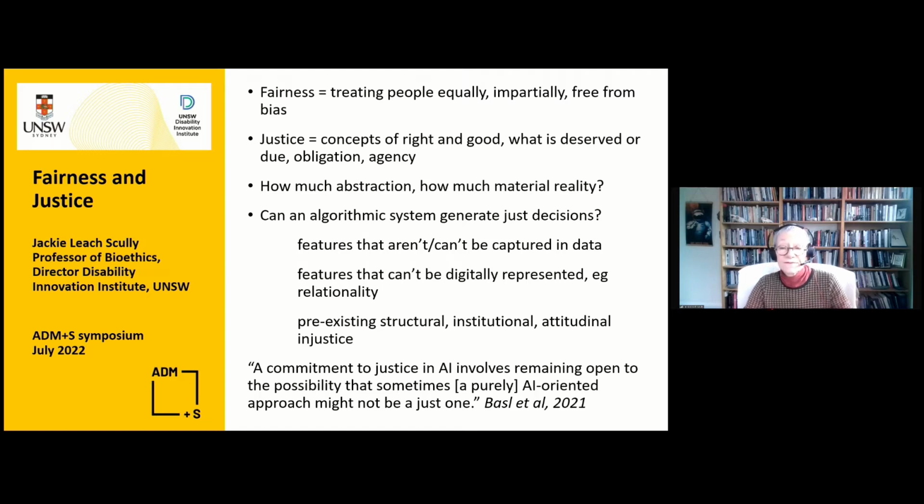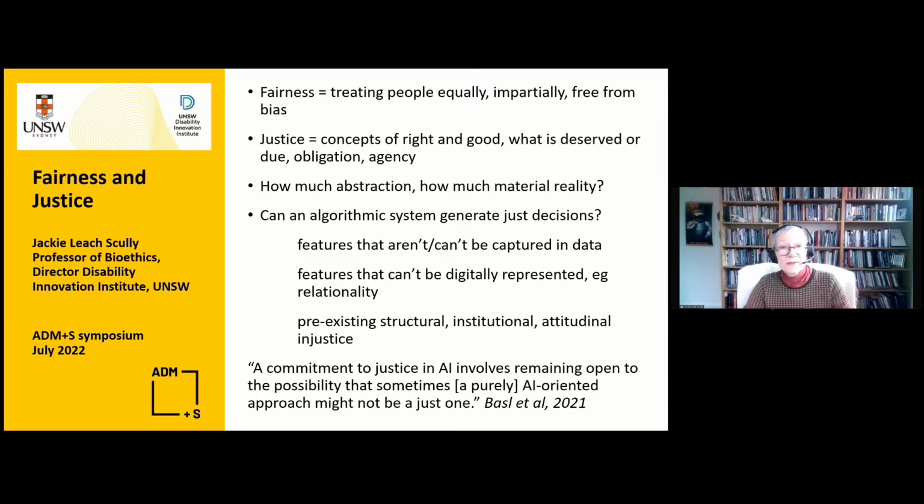So if we think that fairness is part of justice, but it's far from the whole story, then I think we probably have to accept that it will often, perhaps even always, be impossible to devise algorithms or algorithmic systems that generate genuinely just decisions, whether that's because of data constraints or because whatever needs to be taken into account for the ADM to be just isn't mathematically or statistically representable.